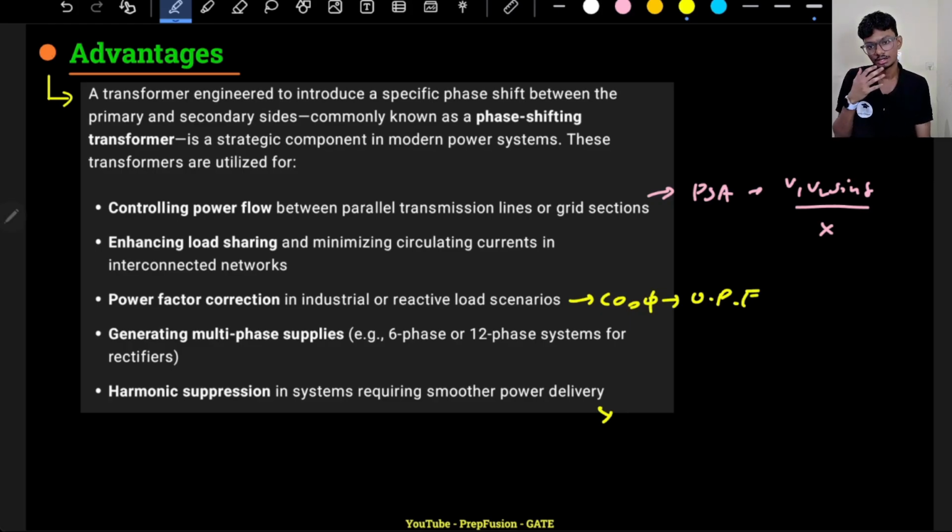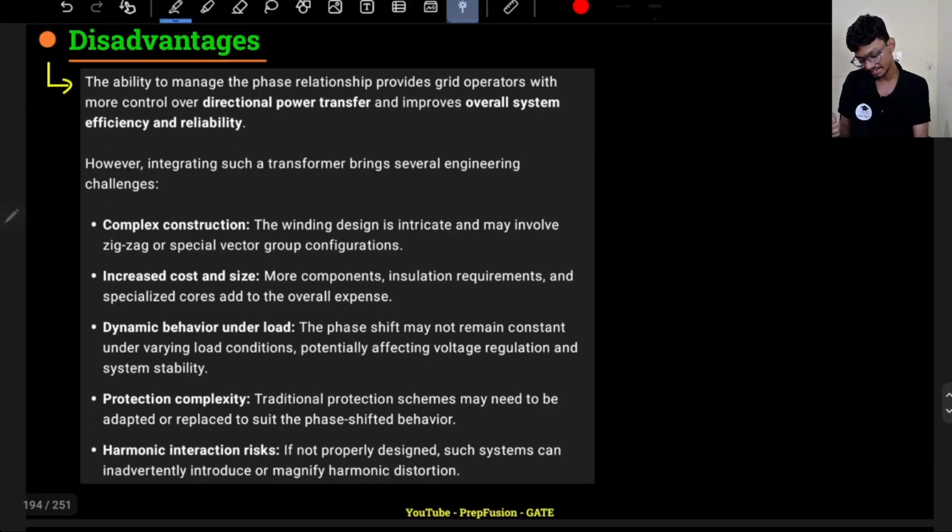Okay, now what are the disadvantages? Managing this phase relationship provides grid operators with more control over directional power transfer, and improves overall system efficiency and reliability. So we understood what the advantages are, but there are problems. They are very complex in construction. If you see zigzag, it is very complex, not that easy construction. So making it will increase the cost, and size of the whole device also will increase. Dynamic behavior under load: the phase shift may not remain always constant when the load is connected. Of course, we know the terminal voltage is also not constant when the load is connected.